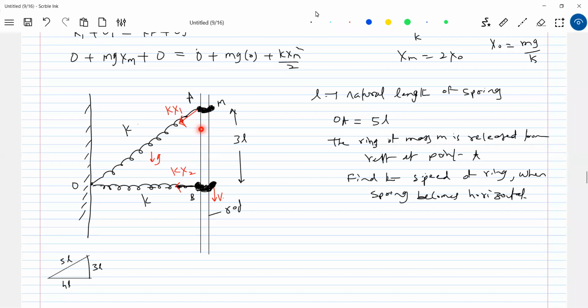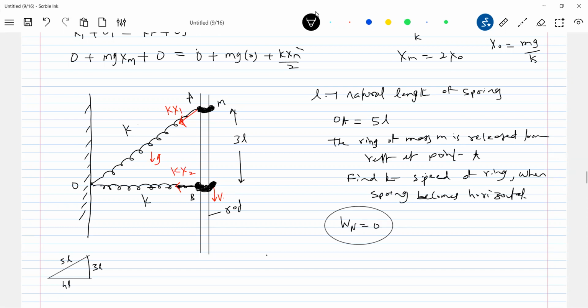It will act perpendicular to the rod, and the work done by normal contact will be zero because at all positions it will act normal to the displacement of the ring. So work done by normal contact is zero. So what are the only forces doing work? The spring force and the gravity.